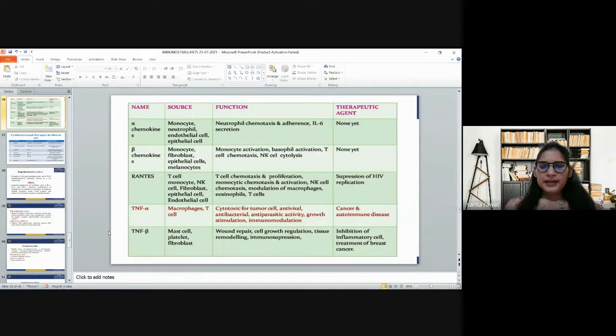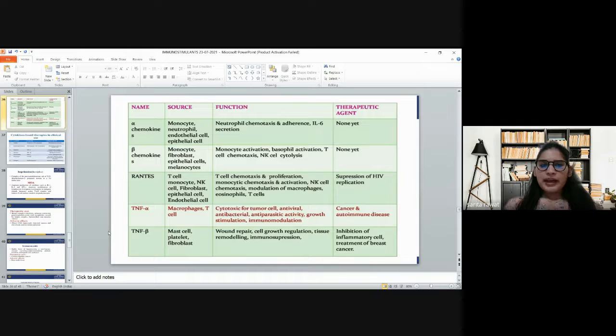Then next we have RANTES. So the source included beta cells, monocytes, NK cells, fibroblast, epithelial cell, endothelial cell. The function included T cell chemotaxis, proliferation, monocyte chemotaxis and activation, NK cell chemotaxis, modulation of macrophages, eosinophils, and T cell. Therapeutic agent include suppression of HIV replication.